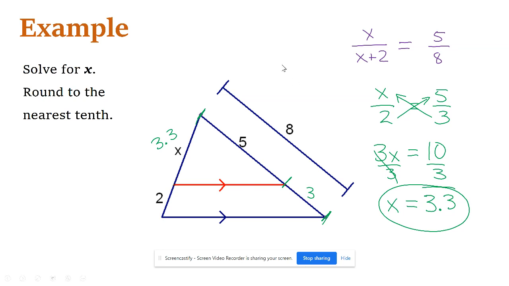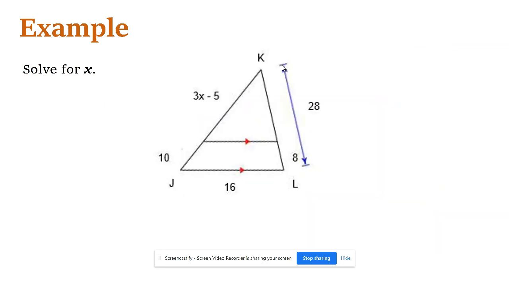All right. Next one here, very similar situation. On the right side we have the 8 and the 28, and we could set that up by putting 8 over 28. But again, we're going to save ourselves some work if we can just figure out what the length of this piece here is, from K down to this first parallel line. And so we can do the same thing we did before.